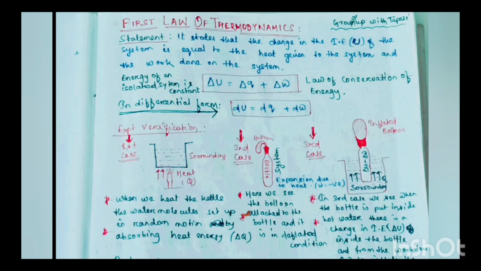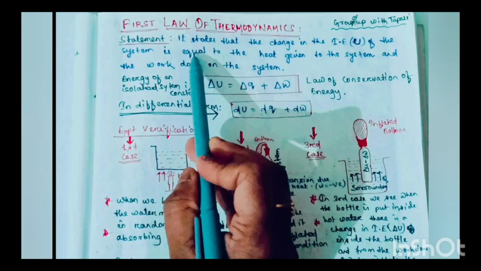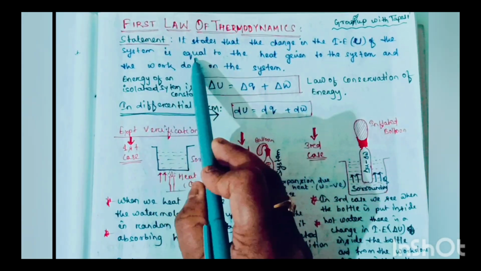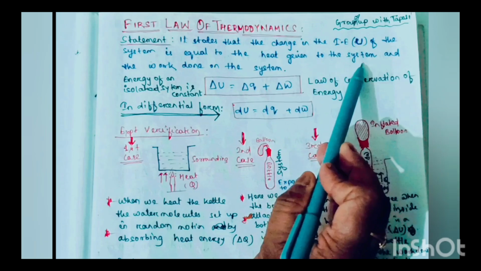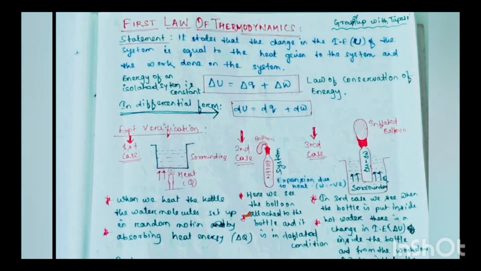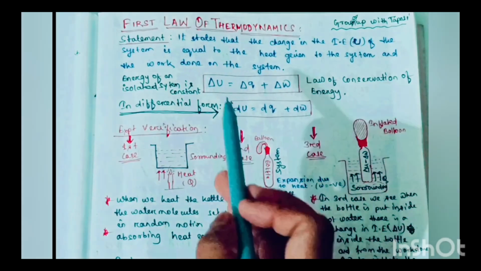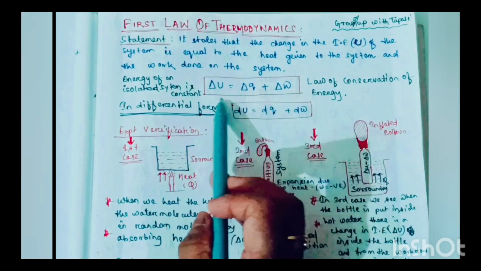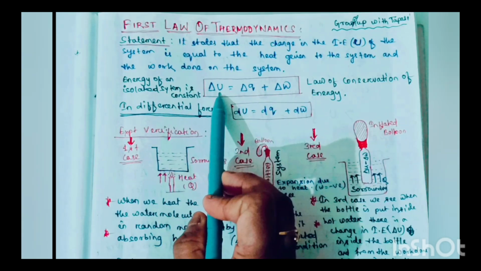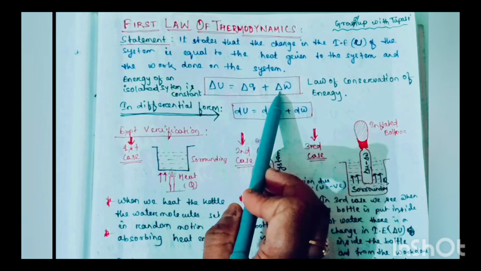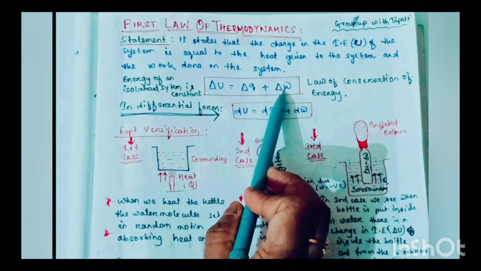So first come to the statement. What does the first law of thermodynamics say? The statement says that the change in the internal energy of the system is equal to the heat given to the system and the work done on the system. So delta U is equal to delta Q plus delta W, where U is your internal energy, delta Q is the heat given to the system, and delta W is the work done on the system.